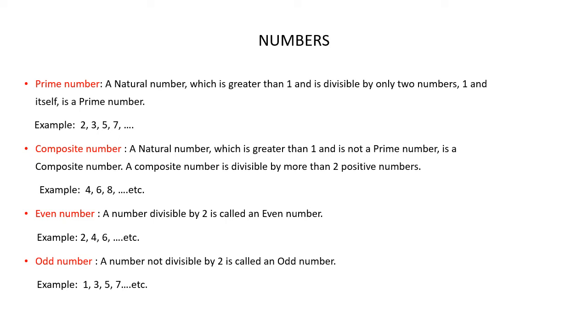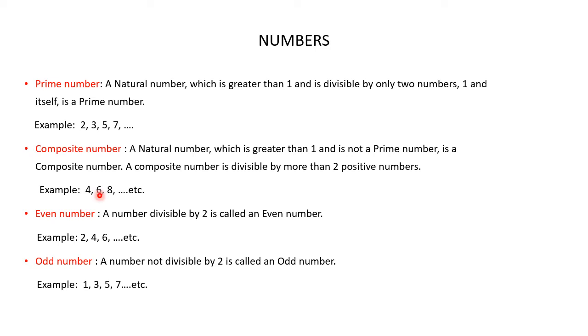Composite numbers. What is a composite number? A composite number is a natural number which is greater than 1 and is not a prime number. A composite number is divisible by more than two positive numbers. For example, 4, 6, 8, etc. 4 is greater than 1, it's not a prime number and it's divisible by more than two numbers. 4 is divisible by 1, 2 and 4. So 4 is a composite number.